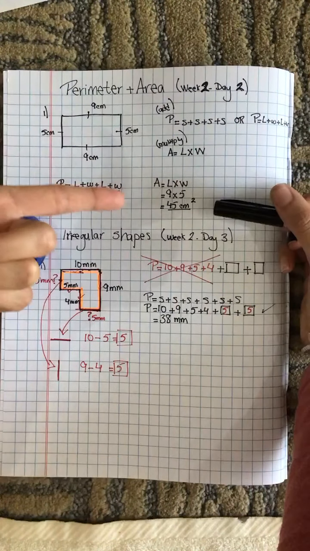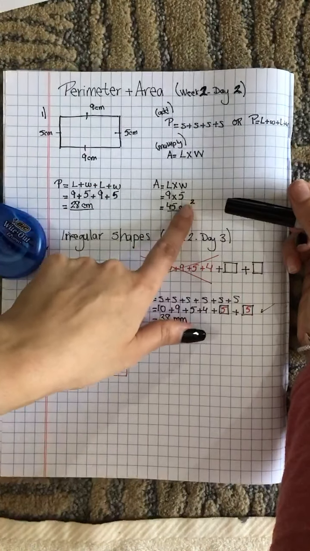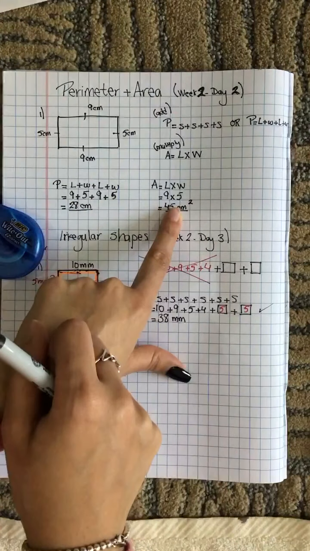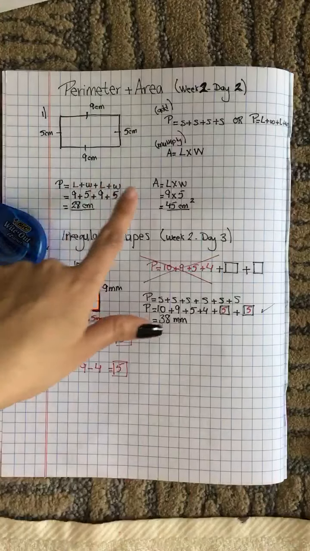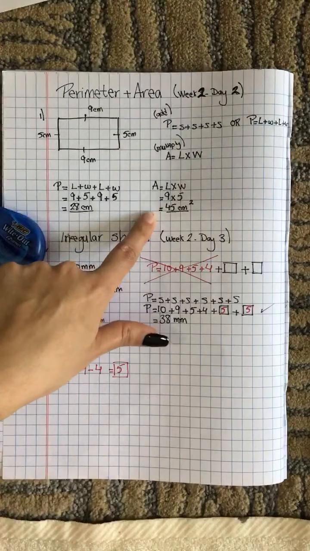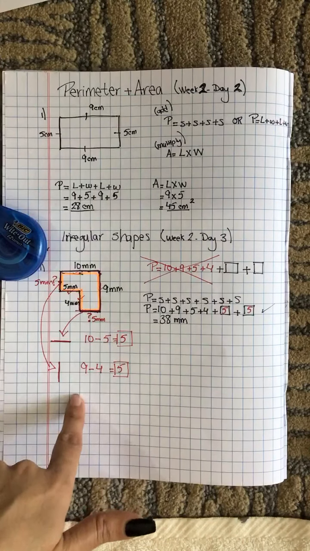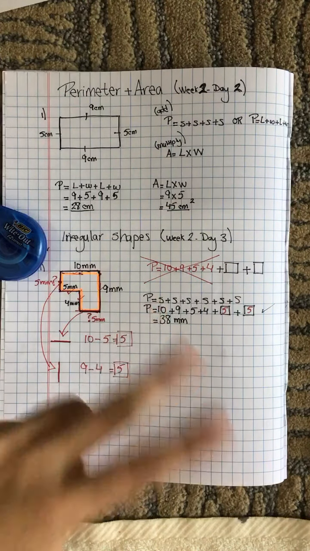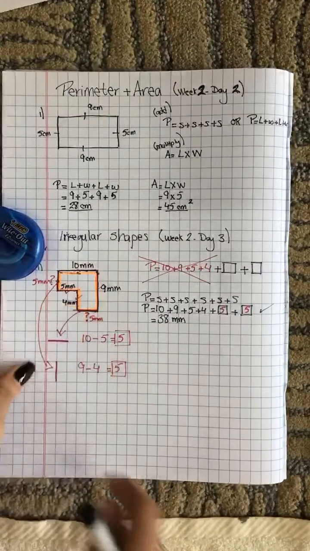Let's just quickly review. The area of a regular shape, a regular rectangle, is just length times width. So remember, we take the length and multiply by the width. That was 9 times 5, which is 45 centimeters squared. We're using that same formula, same procedure, to find the area of an irregular shape, but there are always, and hopefully you remember, 2 mini steps to get to that step.